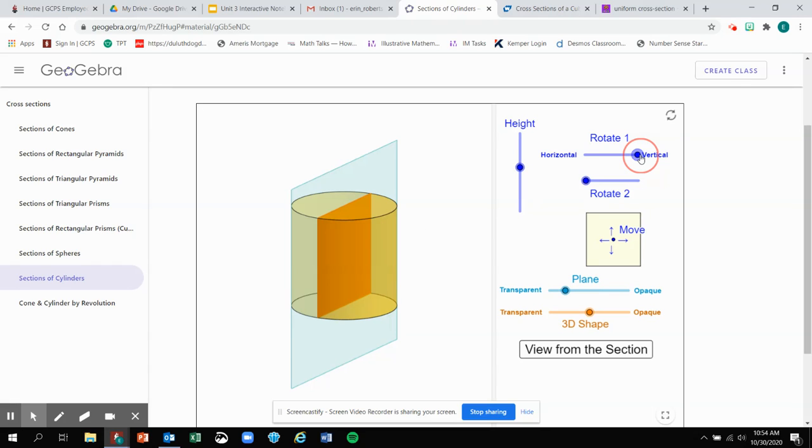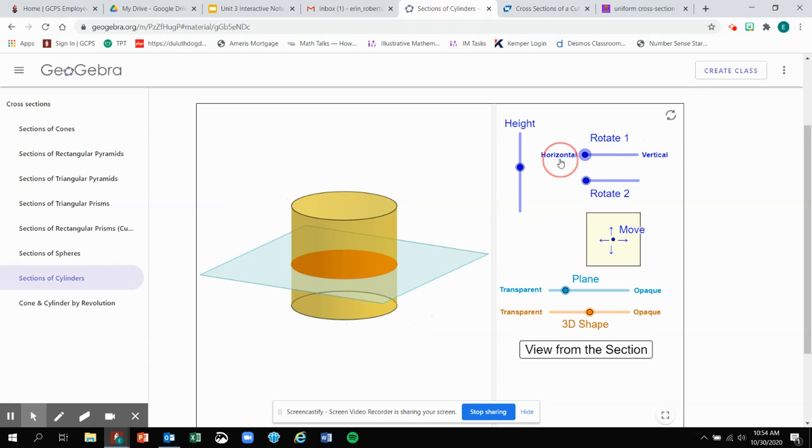Now I also can do parallel to the base. Well, remember, parallel to the base is going to show you the shape of the base. So for a cylinder, the base is a circle, which means if I do a parallel to the base cut, the shape that I see here is a circle. So for parallel to the base for a cylinder, I want you to put circle.